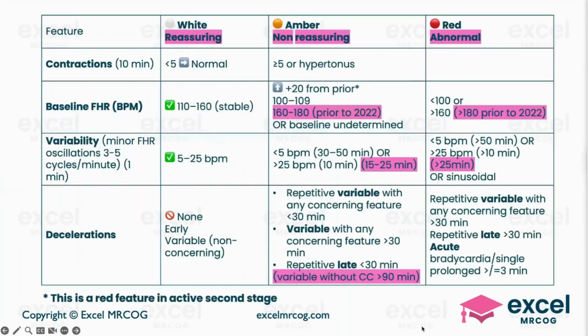Yes, ma'am. It's good. Accelerations are reassuring. That means if you see acceleration, it's nothing to worry about. And if you see it with reduced variability, you think, this baby is doing fine. The baby is probably taking a nap, but I have woken the baby up and there is an acceleration. That's always good.